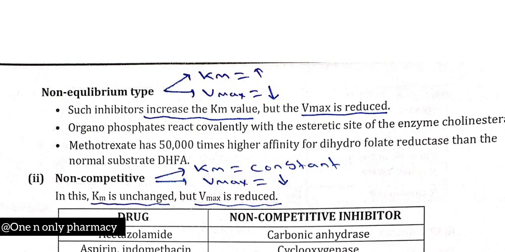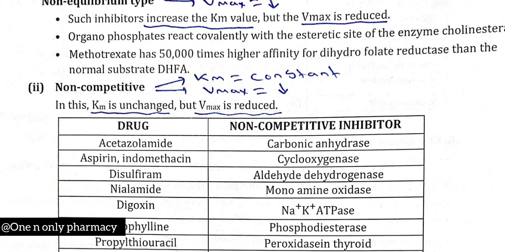Organophosphates react covalently with the esteric site of the enzyme cholinesterase. Methotrexate has 50,000 times higher affinity for DHFR, meaning dihydrofolate reductase, than the normal substrate DHFA. Second, non-competitive: the Km value is constant and the Vmax value decreases. In competitive, the Km value increases but the Vmax is constant. Here it is the opposite: in non-competitive, the Km value is constant but the Vmax decreases.